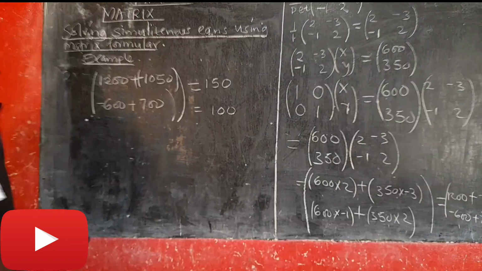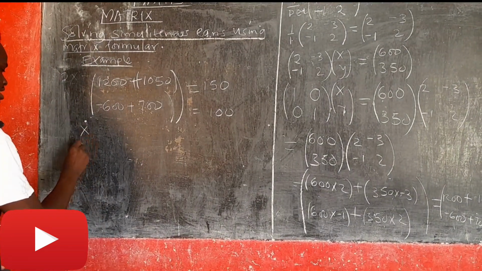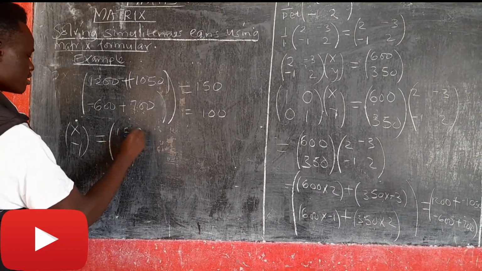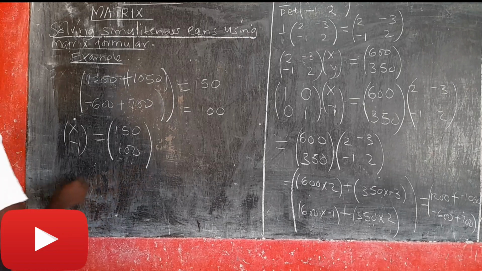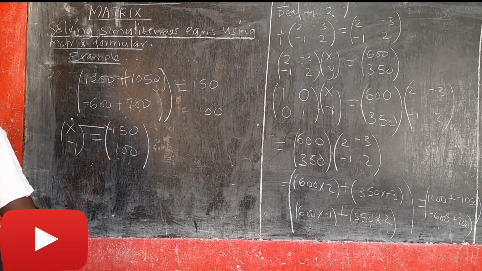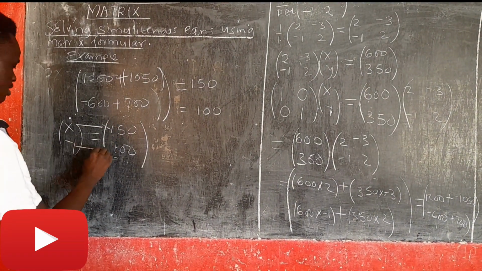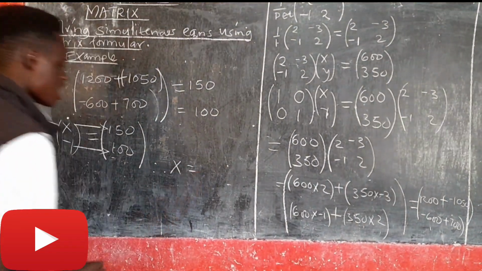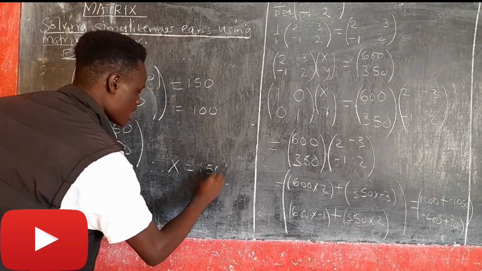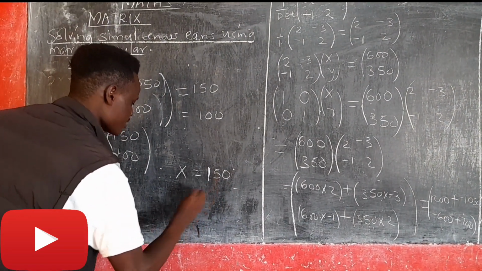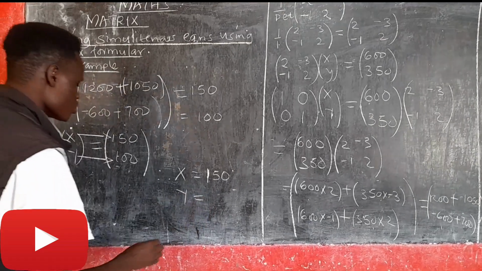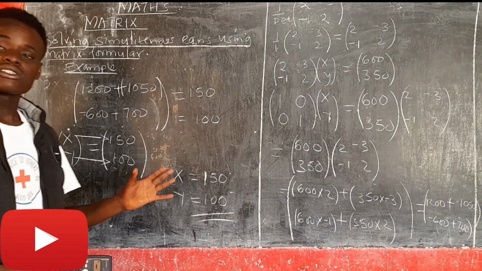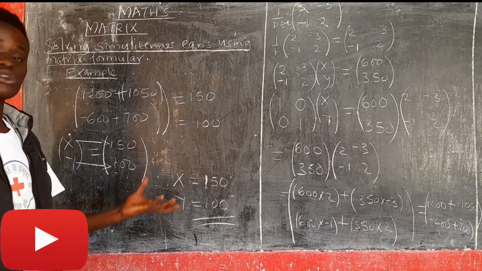100. That is it. So from here, we have our x, y is equal to the result we have gotten. That is 150, 100. And from there, we can equate x to 150 and y to 100. And therefore, we can conclude by saying our x is equal to 150, then y is equal to 100. And that's how we use the matrix formula to get the values of the unknowns.